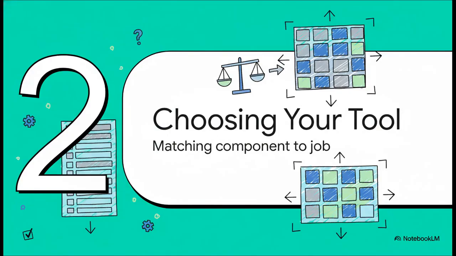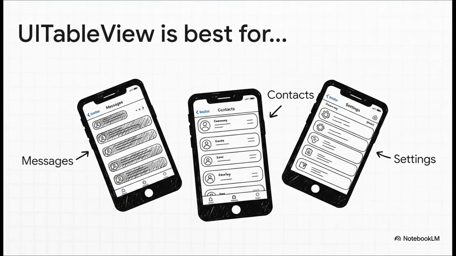Okay, so with that huge difference in structure, the next question you're probably asking is, so when do I actually use each one? Let's look at some real-world examples. UITableView really shines when your design is all about simplicity. Just think about the apps you use every single day. The main settings app on your phone, your contacts list, a list of your emails or text messages, all of them are perfect examples of a single column list where each row does one clear thing.